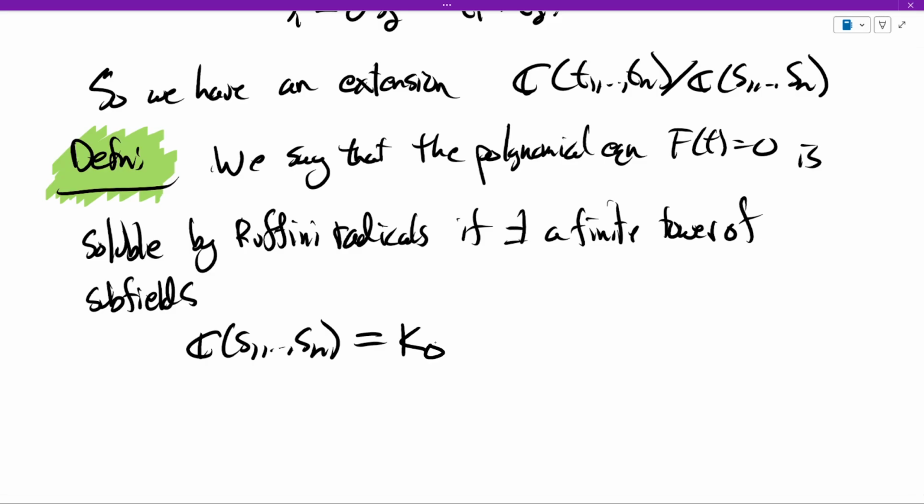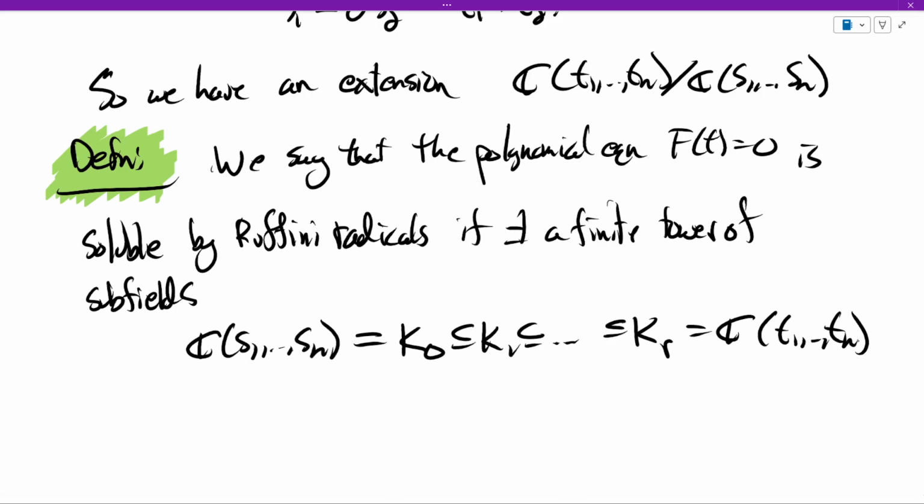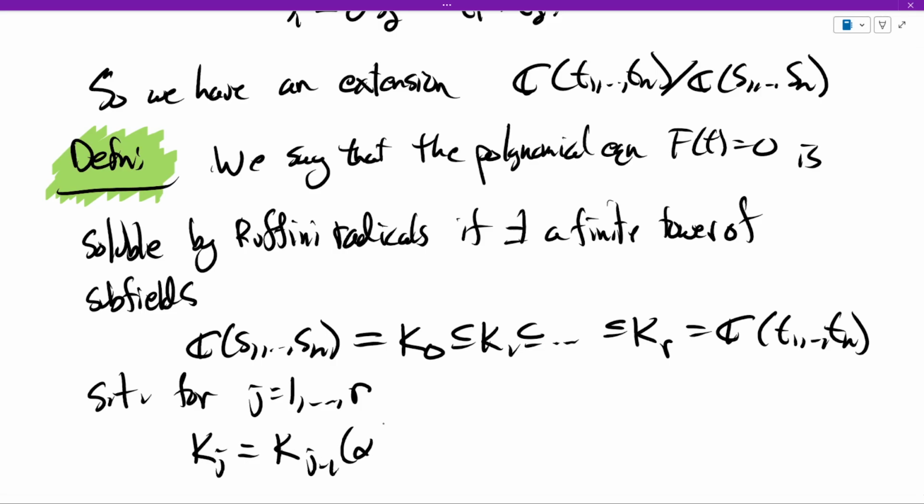So this is the start of the extension, and then we have a finite extension, so it stops at some point, and at the stopping point we've gone to all rational functions in T. There are a lot of ways in which we could build an extension, but there's a condition such that for j equals 1 to r, kj is kj minus 1 adjoin alpha j, and alpha j to the nj is in kj minus 1 for some power.